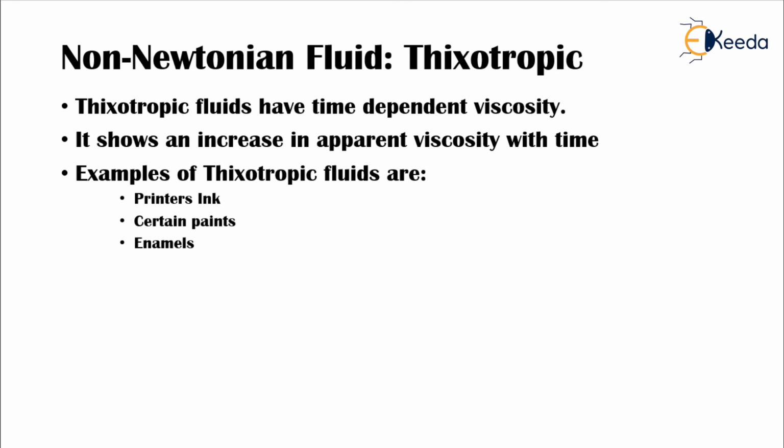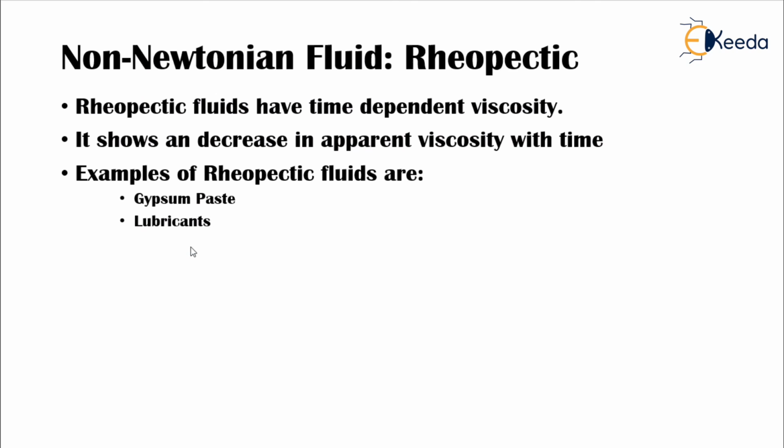Next is thixotropic. When we talk about thixotropic, we should know that thixotropic fluids have time-dependent viscosity. It shows an increase in apparent viscosity with time, and we have already seen what apparent viscosity is. The examples are printer ink, certain paints, and enamels. When we talk about rheopectic fluids, they are also non-Newtonian fluids, but rheopectic fluids have time-dependent viscosity. It shows a decrease in apparent viscosity with time. The examples of rheopectic fluids are gypsum paste and lubricants.